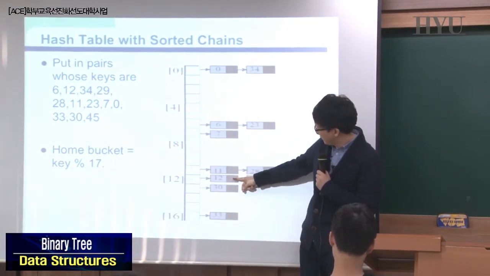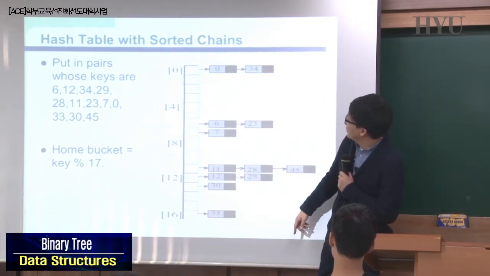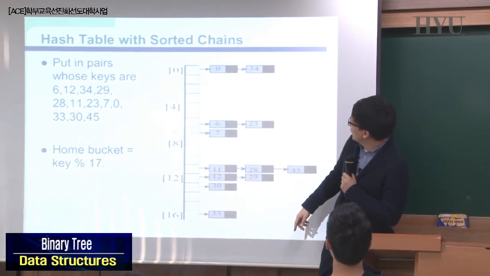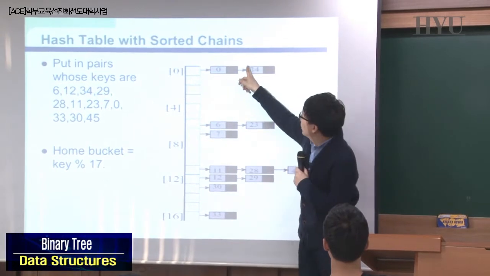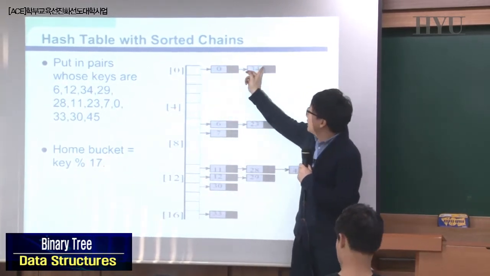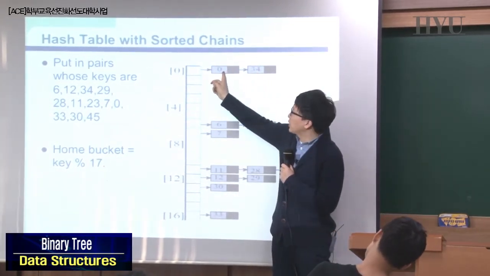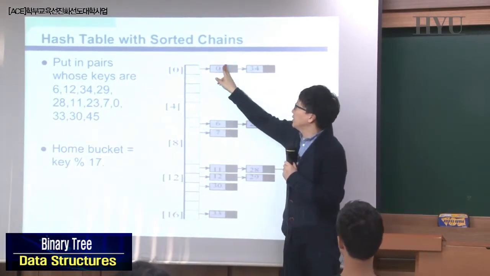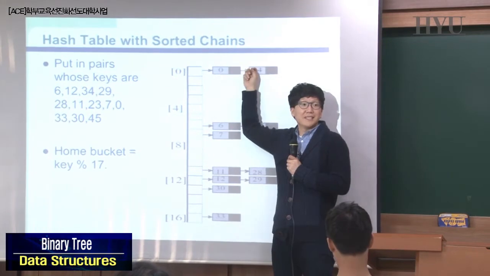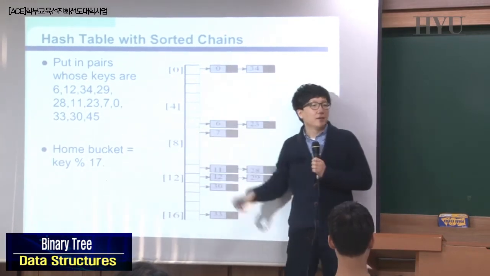Next, 34. Wait. 34 modulo 17 is what? 0. So I add the 34. 0 comes up because later when 0 comes, they change the pointer and insert it in front of the 34. Okay?